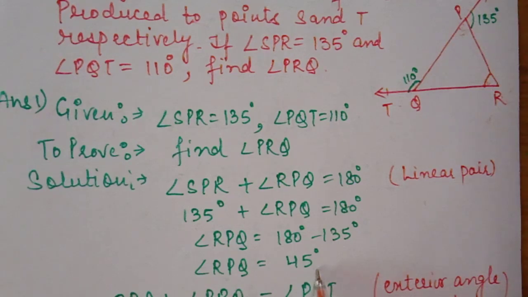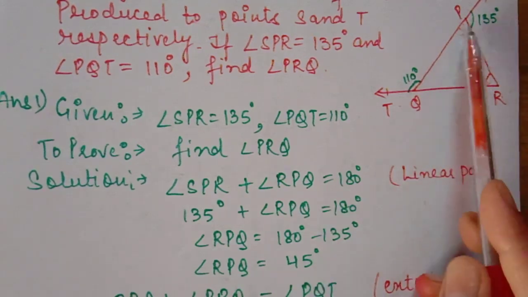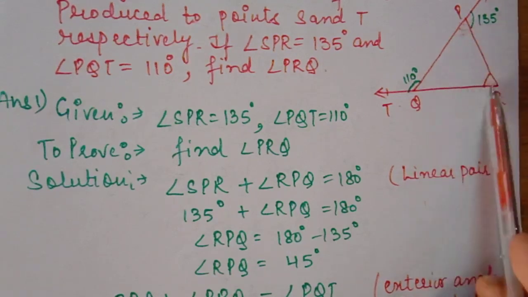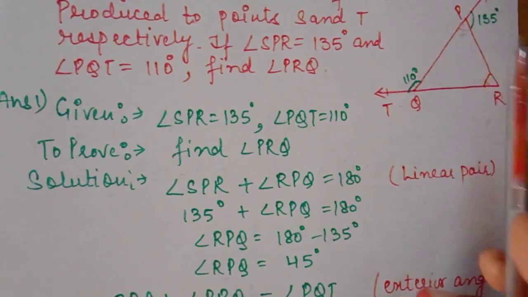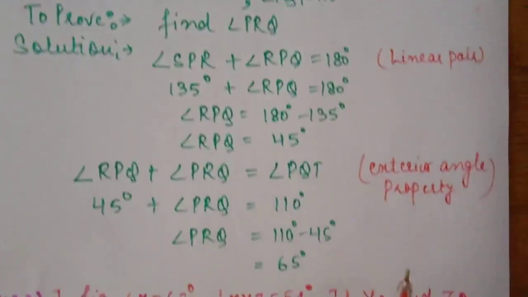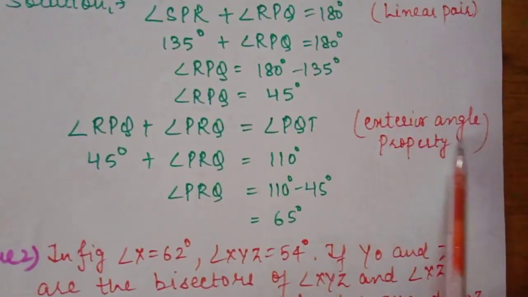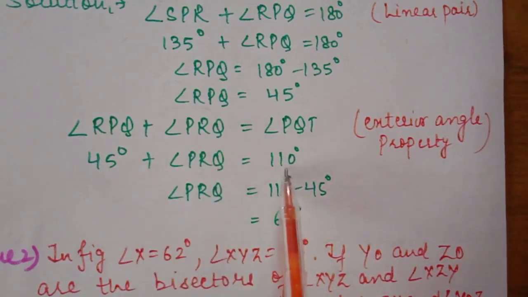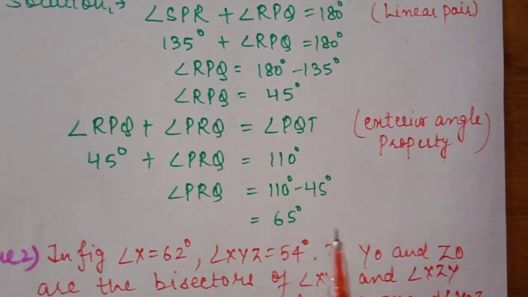Now I will go with the exterior angle property. The exterior angle property says this angle is equal to the sum of these two angles. So angle RPQ plus angle PRQ is equal to angle PQT. Now the reason is the exterior angle property. We put the values and then shift to the other side, and then PRQ is 65 degrees. This is your answer.